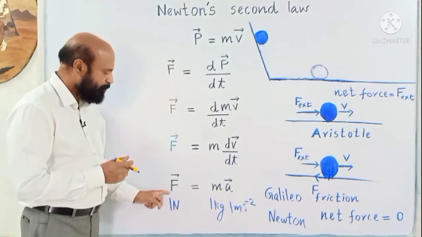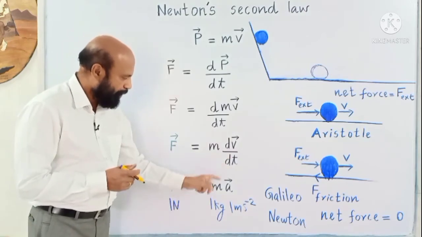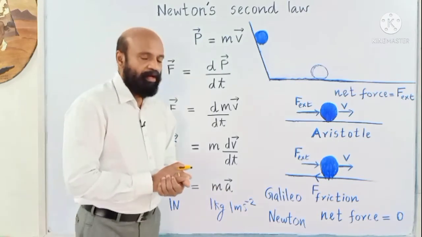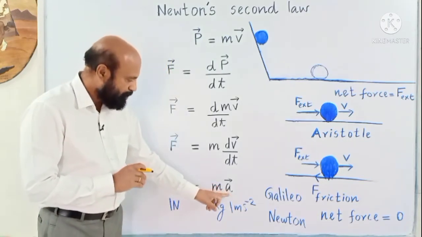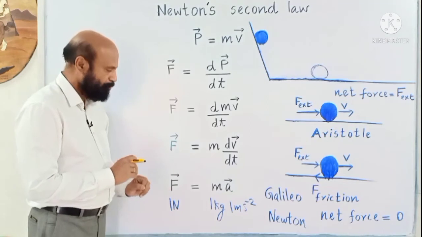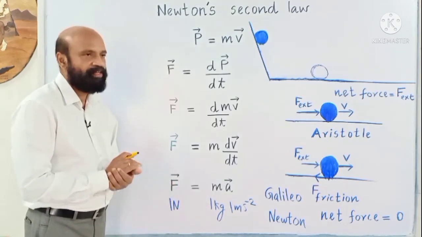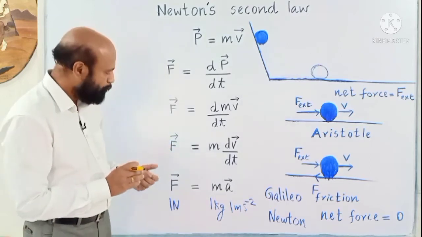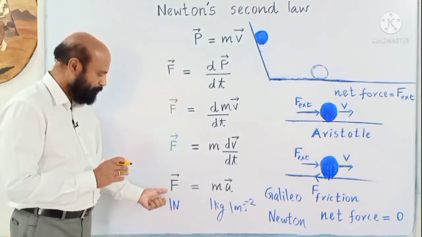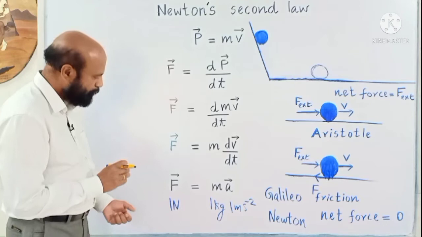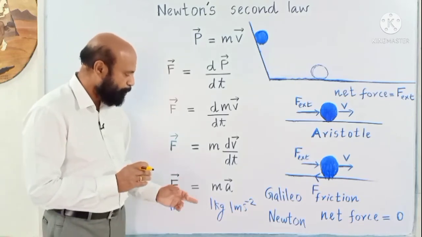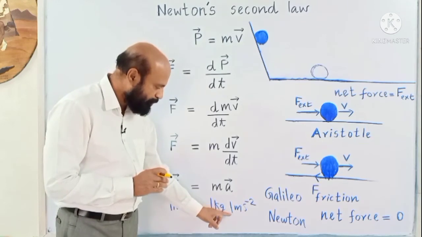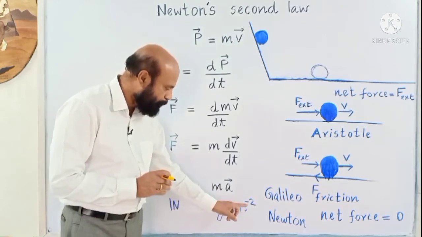So we can write F is equal to ma. Force is equal to mass into acceleration. That means to produce acceleration, force is needed. From this relation, we can define Newton. Newton is the unit for force. 1 Newton is the force acting on a body of 1 kilogram and produces an acceleration of 1 meter per second square.